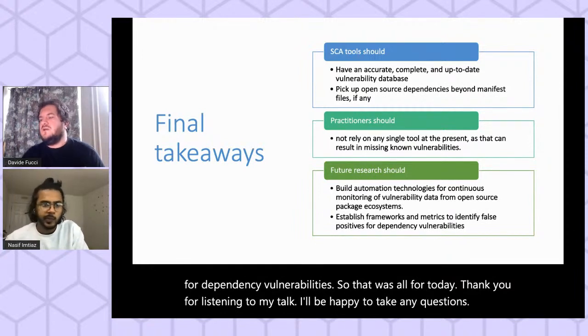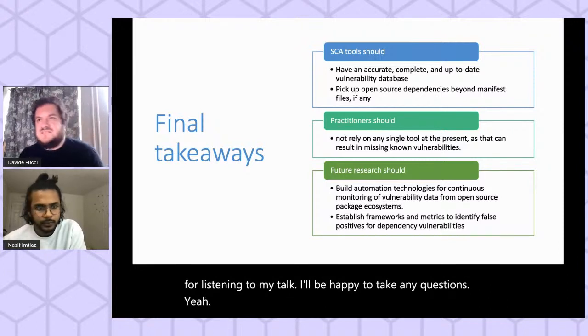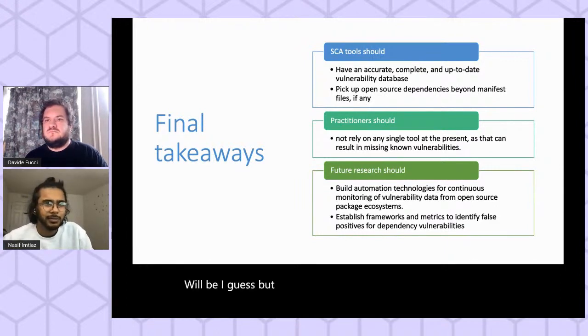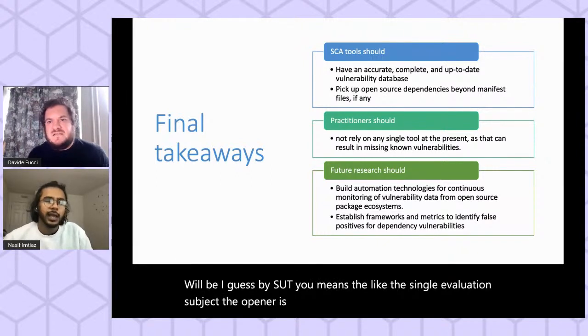While maybe the crowd warms up, I have more of a curiosity about the SUT that you use. So you use a single SUT, which I guess is fine, but can you tell us a little bit about the effort behind collecting data, and maybe how many manual steps that involved? Yeah, so I guess by SUT you mean the single evaluation subject, the OpenMRS that we tested the tools on.